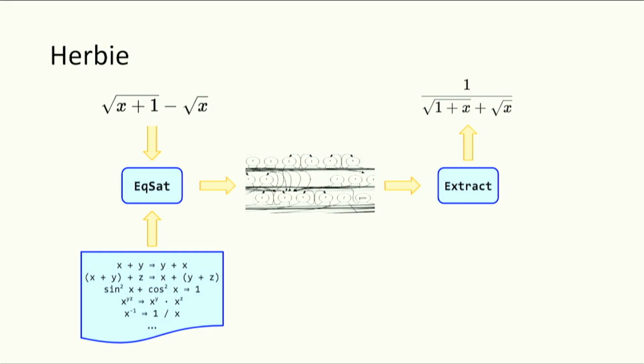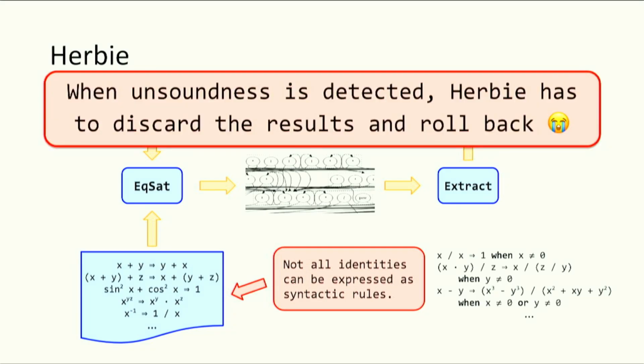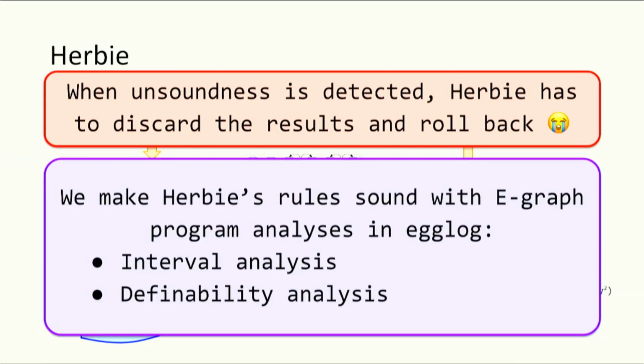However, unfortunately, not all identities can be expressed as syntactic rules, and therefore Herbie's rule set is unsound. As a result, when unsoundness is detected, Herbie has to discard the result and roll back, and this makes Herbie's design substantially more complicated. We make Herbie's rules sound with program analysis over the E-graph implemented in egglog. In particular, we define the interval analysis and the definability analysis. And this makes Herbie sound in our reimplementation.